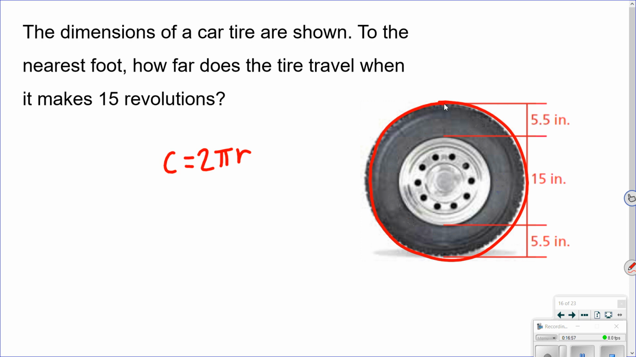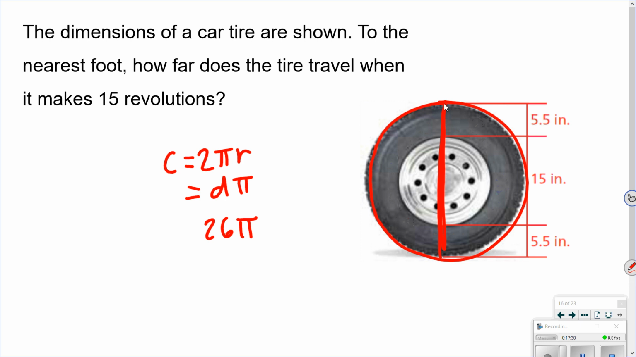So it'd be 2 pi times, let's see, if we measure all the way up, we can measure that distance all the way across. So let's go through the center, sorry. That'd be 5.5 plus 5.5 is 11, plus 15 is 26. So the diameter is 26. So actually, let's just use our formula, the diameter times pi. So that'd be 26 pi.